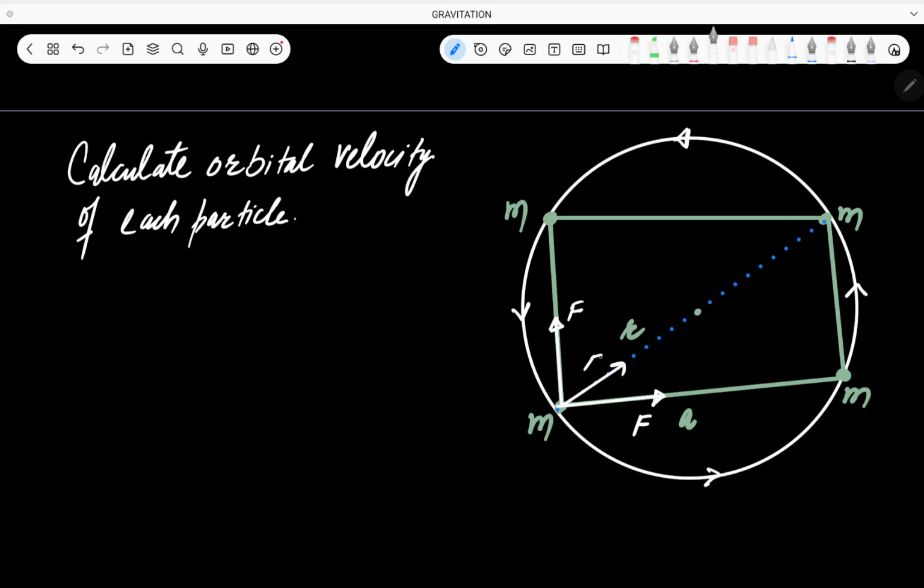I will label this force as F dash. Now what is the resultant of this F and F? That is root 2F along the same direction. Along this direction there is this force which is root 2F, because the angle between F and F is 90 degrees, hence the resultant comes out to be root 2F. Now F dash and root 2F are in the same direction, which means that the net gravitational force on one particle comes out to be root 2F plus F dash.